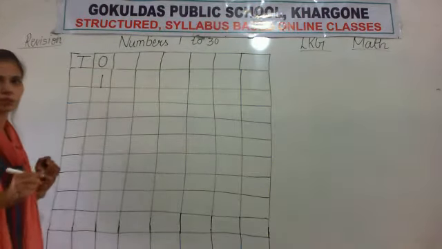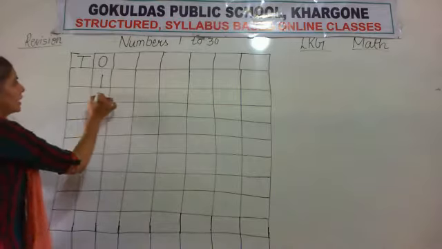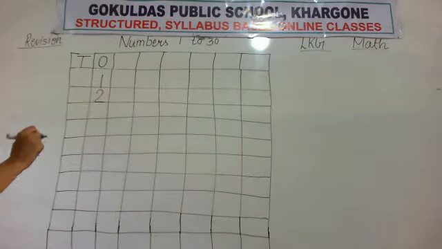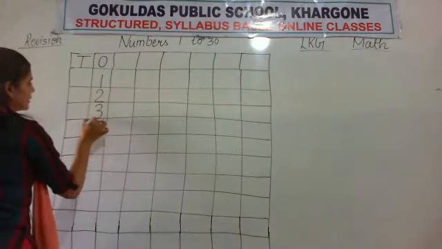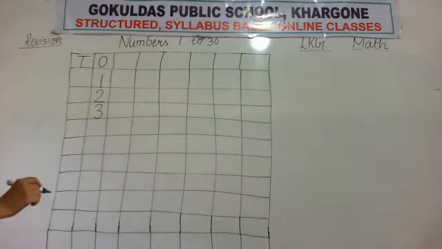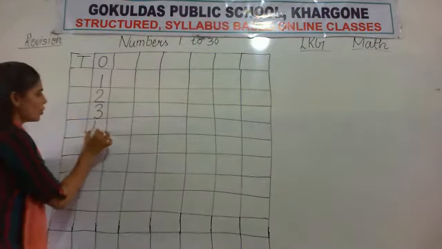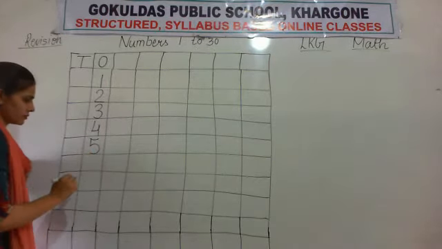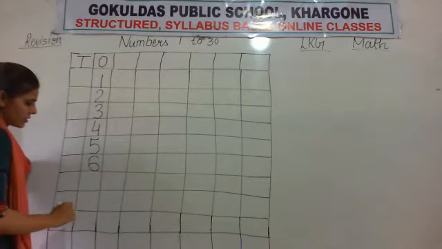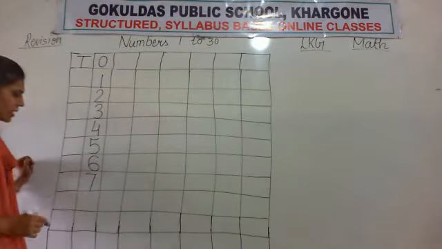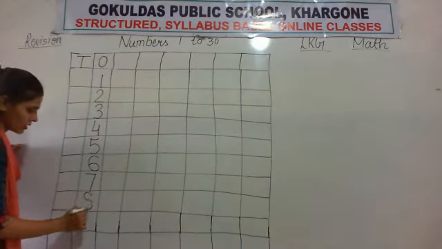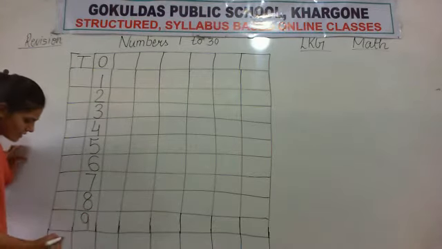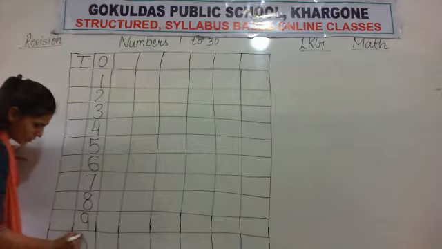1. Okay. Then 2, 3, 4, 5, 6, 7, 8, 9 and 1, 0, 10.